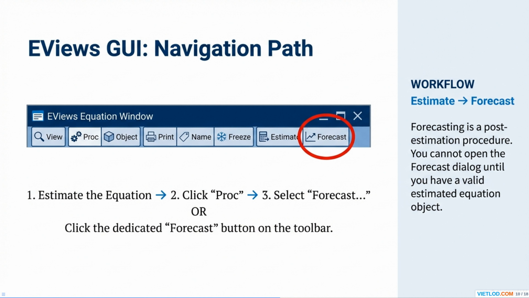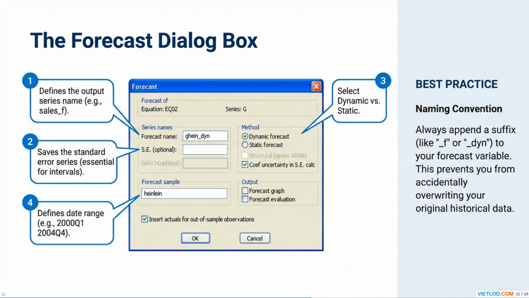The forecasting process in EViews always follows a crucial two-step workflow. First, you must estimate your model, and only then can you proceed to forecast. This is a post-estimation procedure, meaning you cannot access any of the forecasting tools until you have a valid estimated equation object. Once your equation has been successfully estimated and its output window is open, you have two primary ways to initiate the forecast. You can either click the dedicated forecast button directly on the toolbar, which is highlighted here, or you can navigate through the proc menu and then select Forecast.